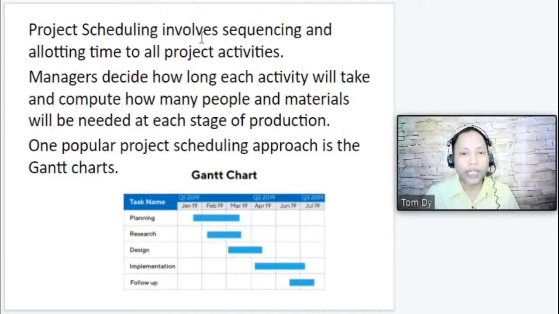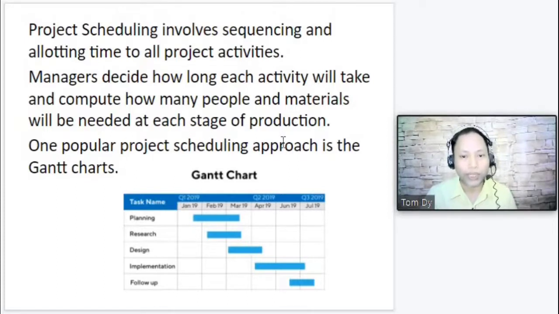Now, project scheduling involves sequencing and allotting time to all project activities. Managers decide how long each activity will take and compute how many people and materials will be needed at each stage of production. So, of course, when we have our project, we consider the people and the materials that are needed, again, to complete the project.